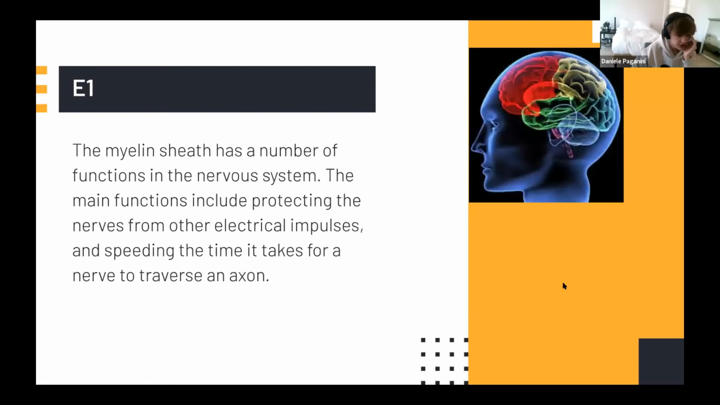The last question was just asking, what is myelin? The myelin sheath is essentially a brain insulator. It covers your nerves and makes sure that signals don't go to the wrong place. And it protects your nerves from different electrical impulses within your brain.